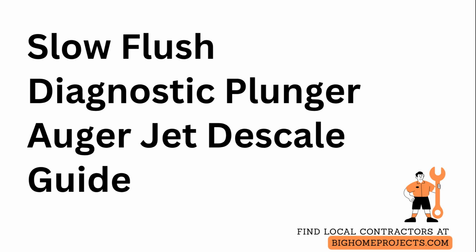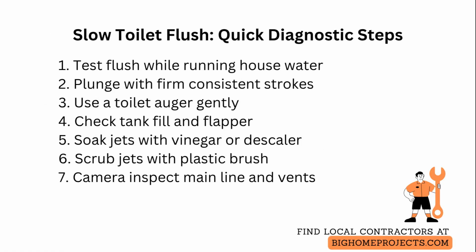A slow toilet flush can be caused by either a blocked drain or mineral buildup restricting water flow through the bowl jets and trap. If the bowl empties slowly but the water level in the bowl drops when you run water elsewhere in the house, you are likely seeing a drain restriction somewhere downstream.